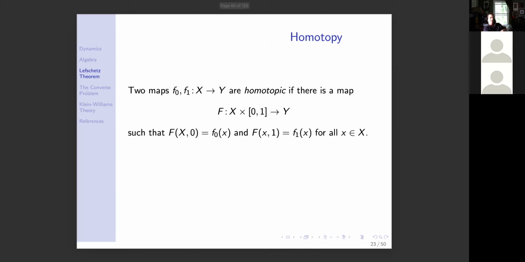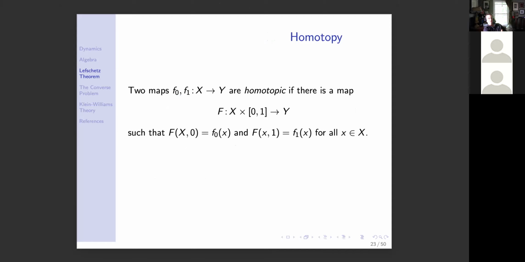Okay, let's talk about homotopy. Two continuous maps from X to Y are homotopic if there is a map from X cross [0,1], X Cartesian product [0,1], to Y, such that F of x comma 0, oops, this is a typo, it should be lowercase x.